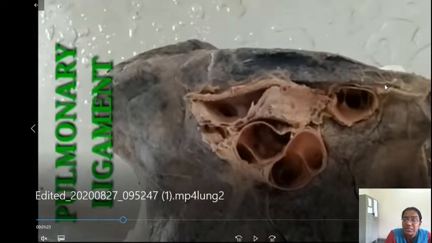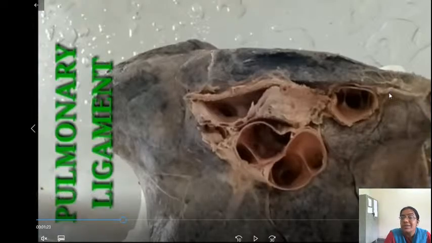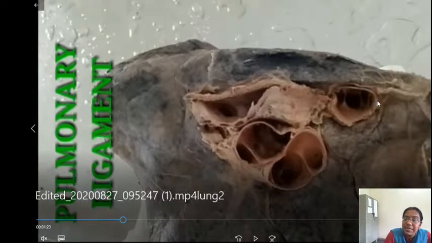The main importance of this bilaminar fold, as we have said, is that it consists of loose areolar tissue and lymphatics. So whenever there is an increased venous pressure, these pulmonary veins expand and extend up to this part. So these pulmonary veins extend up to the top of the pulmonary ligament. So this is about the pulmonary ligament.